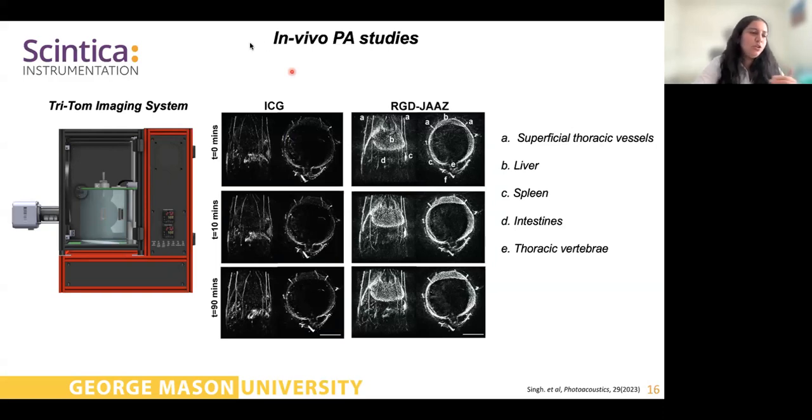We did not image more than 120 minutes because we could not keep the mouse under anesthesia for so long. So we do not know the exact time wherein the contrast leaves the bloodstream or is completely metabolized. But at 120 minutes, we do see a stark decrease.